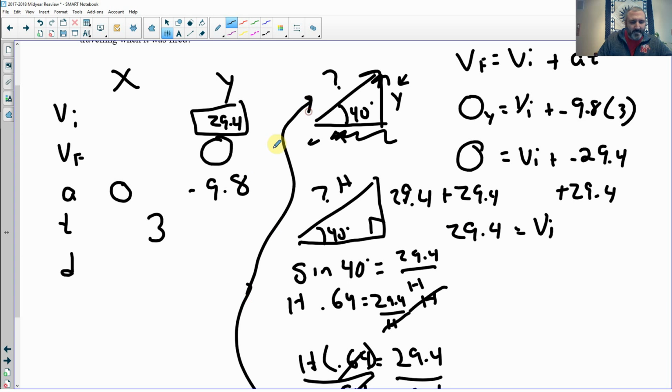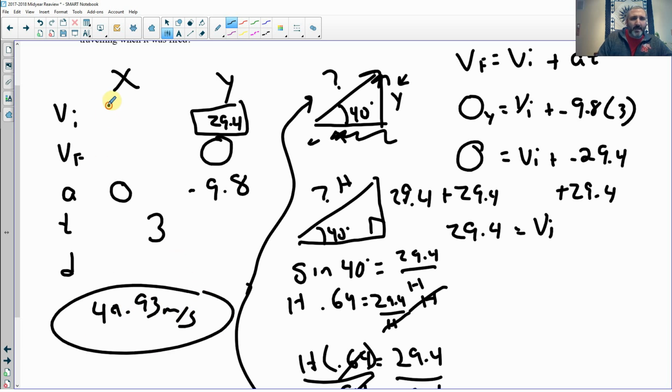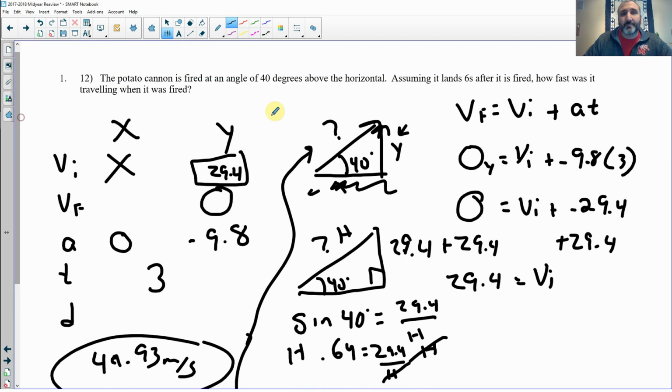So how fast is that? 45.93 meters per second. Not this. We actually didn't even use the x. We just used the y and some trig to figure out the hypotenuse. I really hope that made sense, and if it didn't, we can talk about it in class. But this is a very difficult problem because we don't tell you anything other than 6 seconds. So from there you have to realize, if I know it's 6 seconds up and down, I know it's 3 seconds up and 3 seconds down. And if you know what's happening with the up or the down, you can figure out the y velocities.